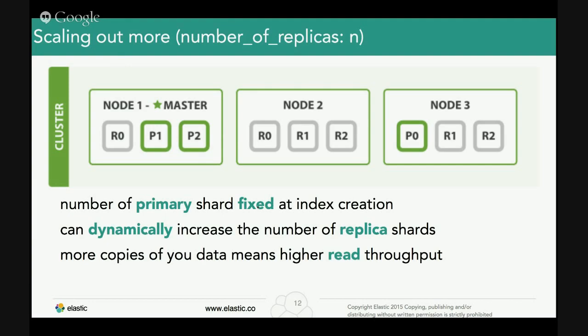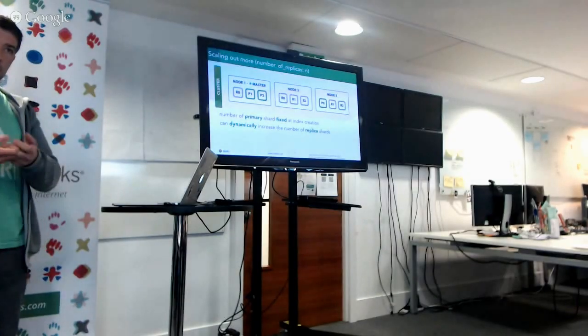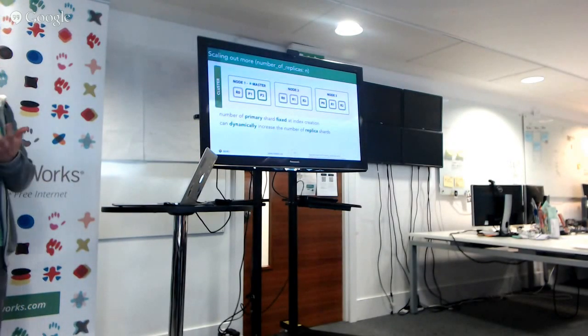Now, the number of primary shards is fixed at the time of creating that index, okay? So we said 3 primary. The number of replicas, though, is dynamic. You can ask in real time, okay? So you can just dial up and say, I want more replicas of my data, okay? Why would you want that?